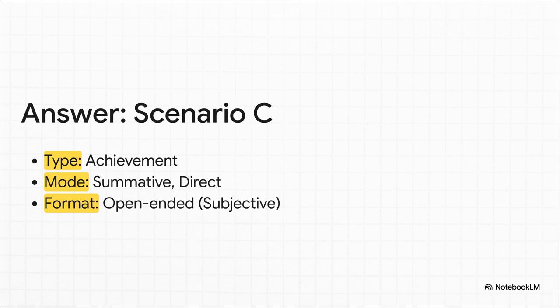The why. It's at the end of the year, measuring everything they learned in the course. That's a textbook achievement test. The how. It's a final judgment on their learning, so it's summative. And because you have to actually write to prove you can write, it's a direct test. And finally, the what? Well, an essay is the ultimate open-ended format.